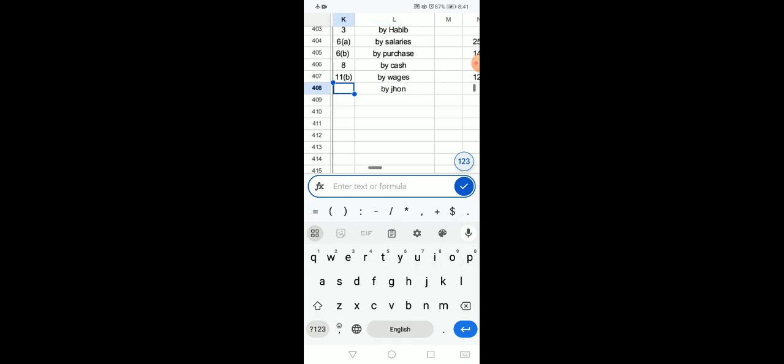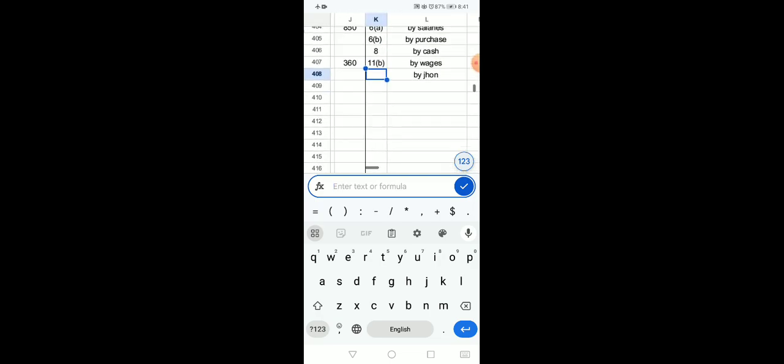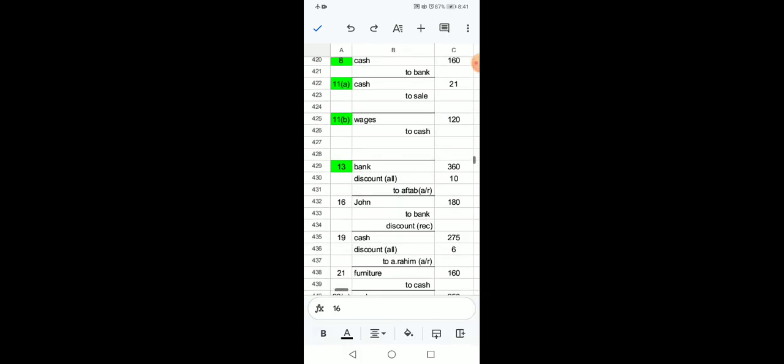And now see what is its date, which is 16. Put date over here in date column. In 16th entry there were 2 elements. Bank has been already posted. Now it's time to post discount.